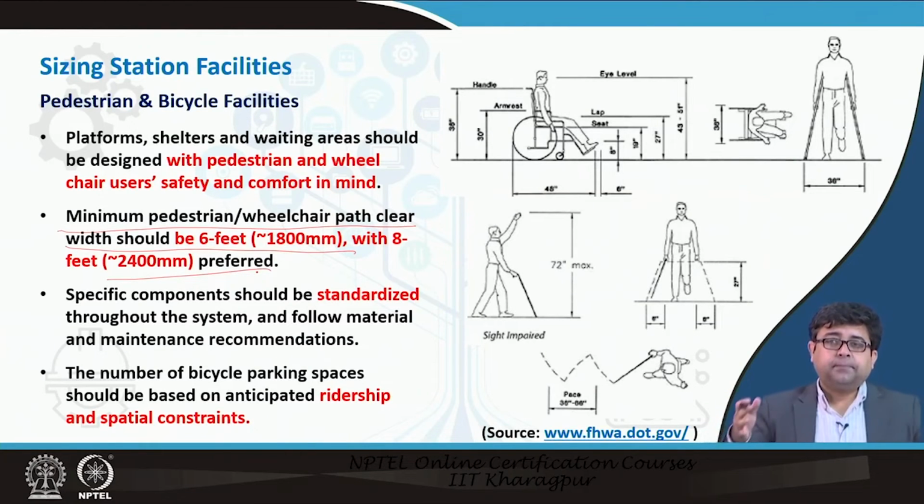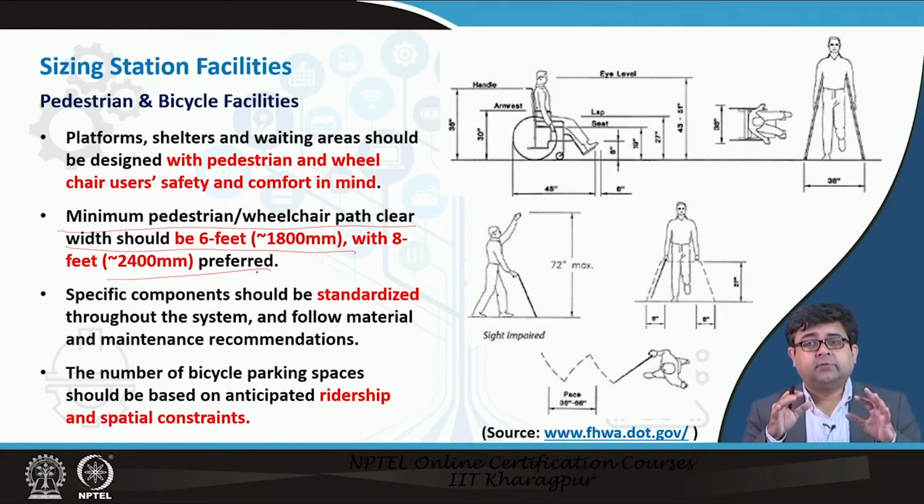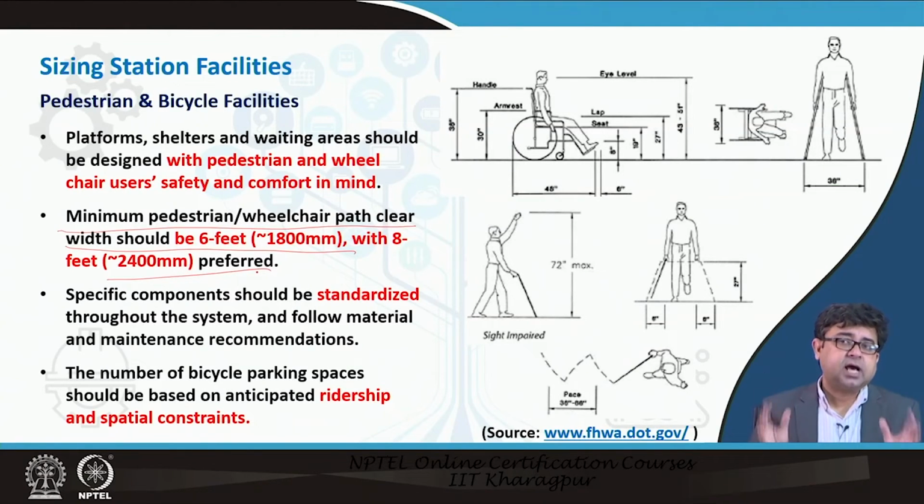So when you provide a path, the path cannot be any narrower than 6 feet. Otherwise a person with a wheelchair would not be able to access that station. So such standards may not be available for our context in India, but best practices are available, and we can adopt and adapt these standards to our requirements. That's the whole point of this class or this exercise: to make you aware of these standards, so that you can take it forward in your city.